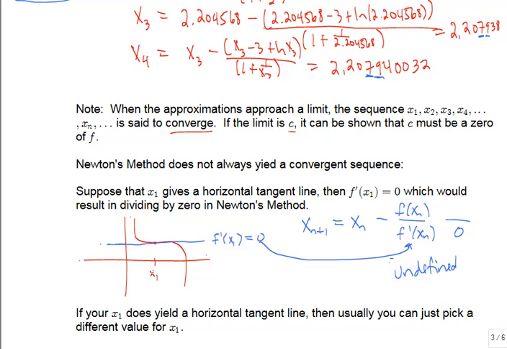Okay? So sometimes Newton's method will fail. You can see that this wouldn't work because what we're trying to do in Newton's method is use the tangent line to get the x-intercept of that tangent line, and this tangent line never crosses the x-axis. So that's why we're never going to be getting that second guess. So what do you do if something like this happens? If your x sub 1 does yield a horizontal tangent line, then just pick a different value for x sub 1. Try a different x sub 1 instead, and hopefully that will work for you. Okay?